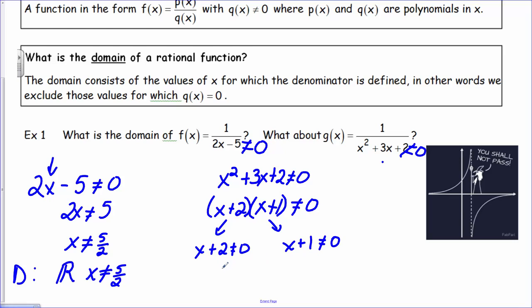And now you just solve for each one. So we end up with x is not equal to negative 2, and x is not equal to negative 1. So as a result, for the g of x function, our domain can be any real number except where x is equal to negative 2 and negative 1. So x, in other words, can be anything else except for negative 2 or negative 1. That's what this statement is saying. So again, that is the definition for the rational function, domain, and example 1.